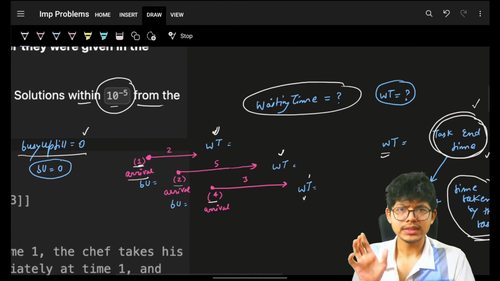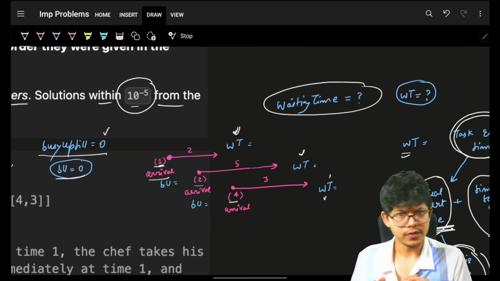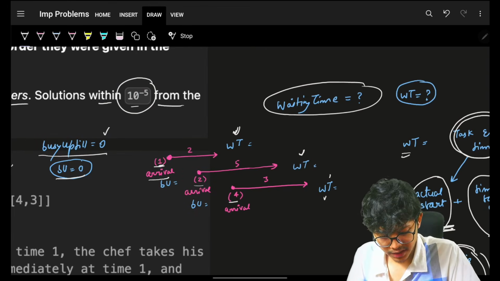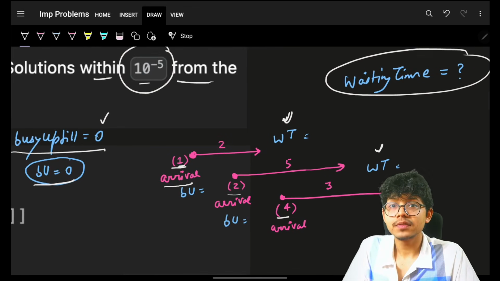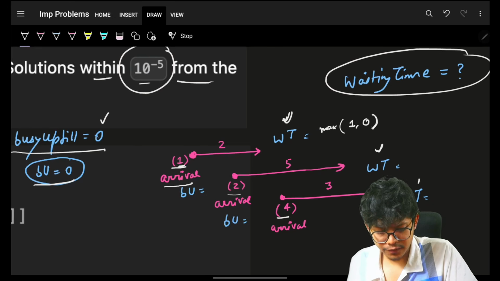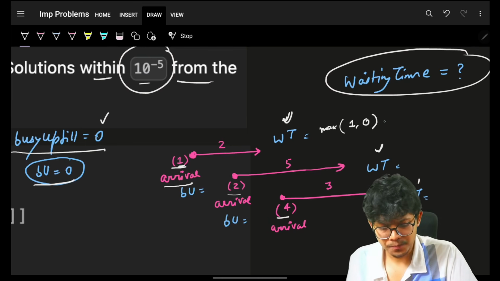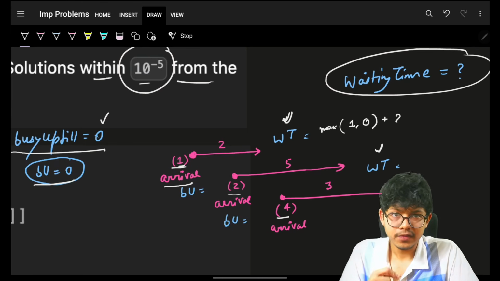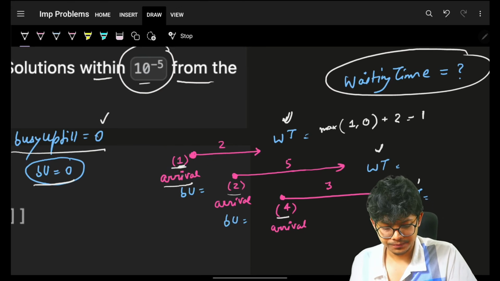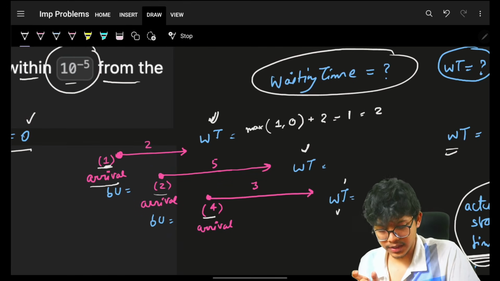Let's do a simple trial and we'll quickly wrap it up. In the very beginning, my chef was not busy. Busy up till is 0. Firstly, how much will the first customer be waiting? The customer came at 1. The chef was free, so ideally the chef could have started at 0. Then the food time will be taken as 2 and the actual arrival time was 1. So the waiting time in the very beginning is 2.